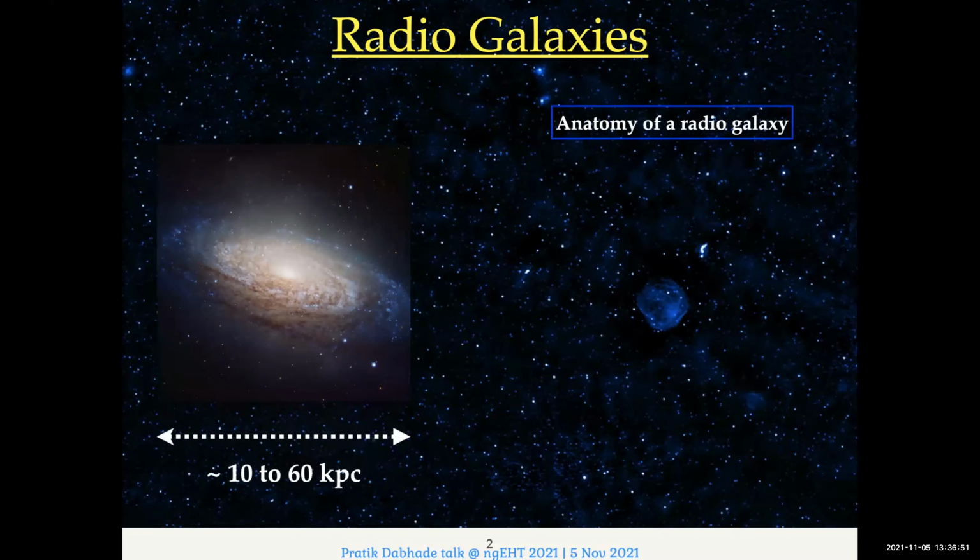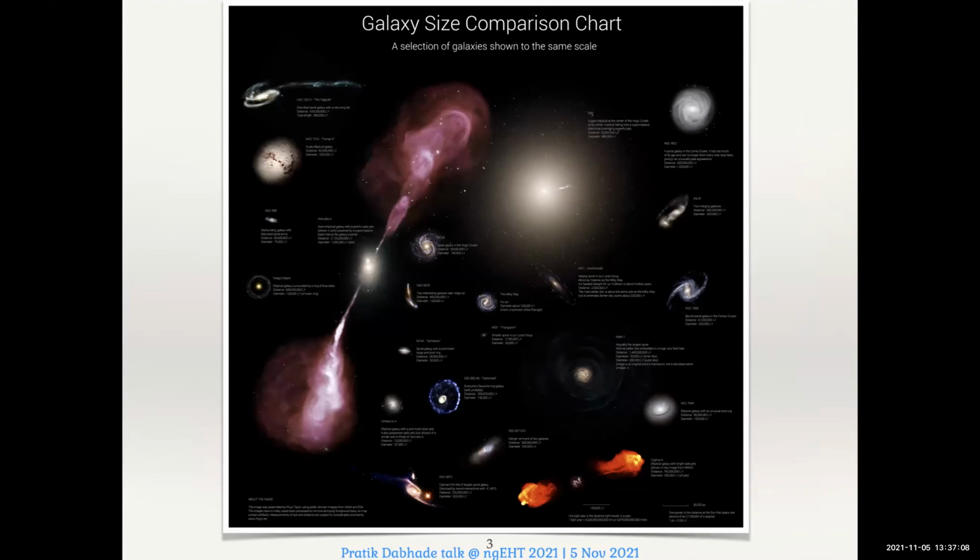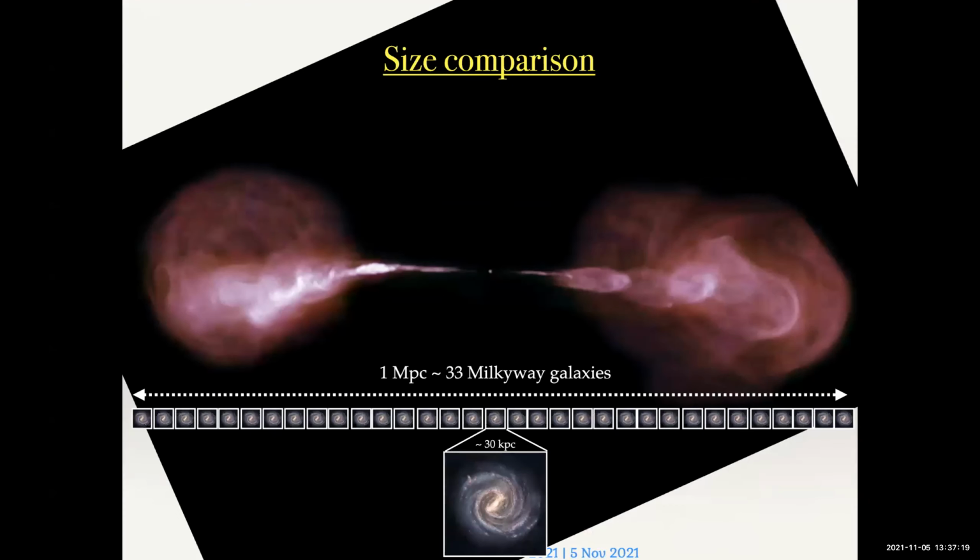This audience is quite knowledgeable, so I don't need to tell you how a radio galaxy looks. Their sizes are much larger compared to the galaxies we see in optical, so often we have this classical picture of jets and lobes. This is how a comparison chart looks when you compare a radio galaxy with other galaxies of spiral and elliptical type. And to give you a scale to picture, a megaparsec can pack nearly 33 of our Milky Way galaxy.